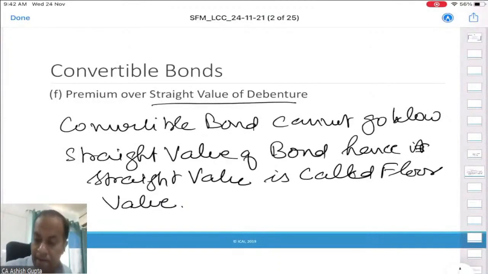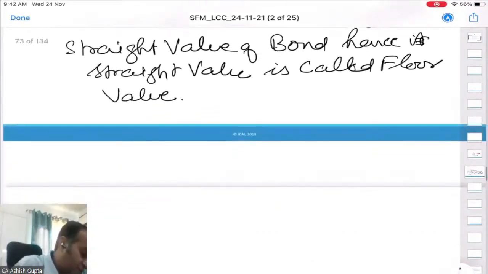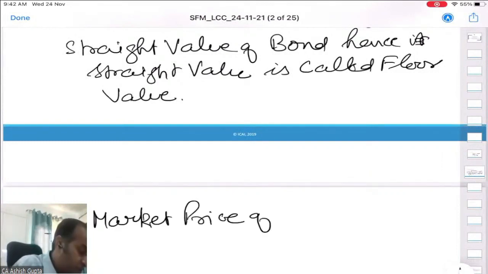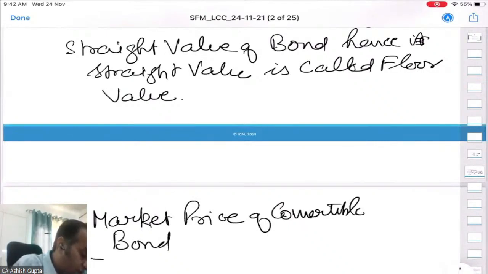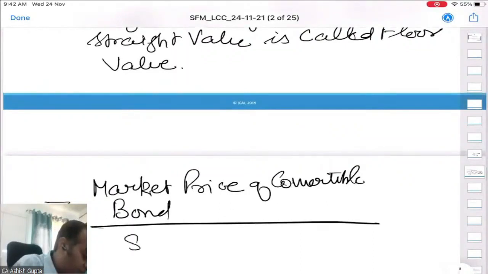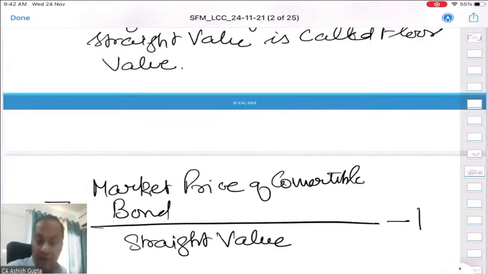So accordingly, we can compute the formula as follows: market price of the convertible bond divided by straight value, minus 1. Okay, now the higher the ratio, the less attractive the bond will be.